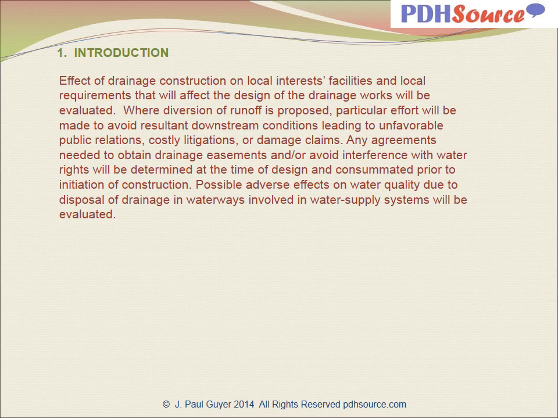Any agreements needed to obtain drainage easements and or avoid interference with water rights need to be determined at the time of design and consummated prior to initiation of construction. Adverse effects on water quality due to disposal of drainage in waterways involved in water supply systems also need to be evaluated. The undertaking of design of drainage systems is frequently almost a political public relations undertaking, so be prepared for that.